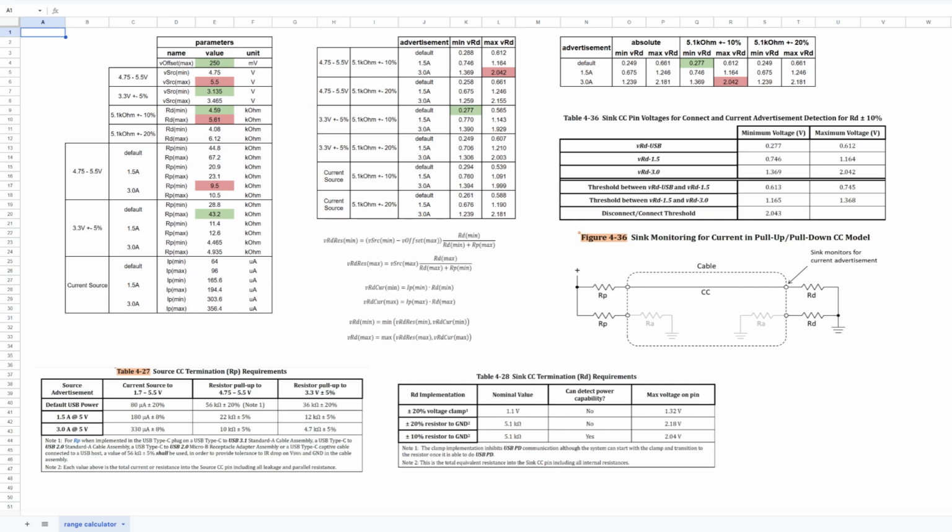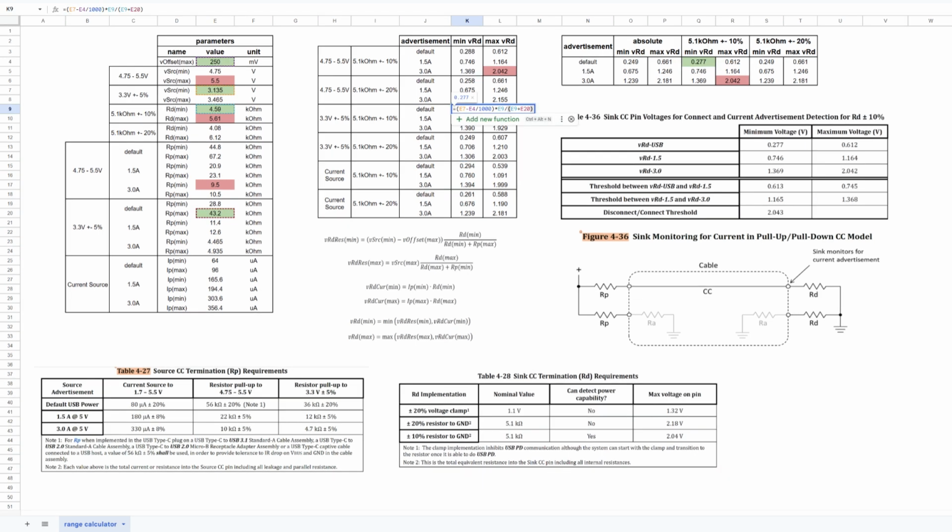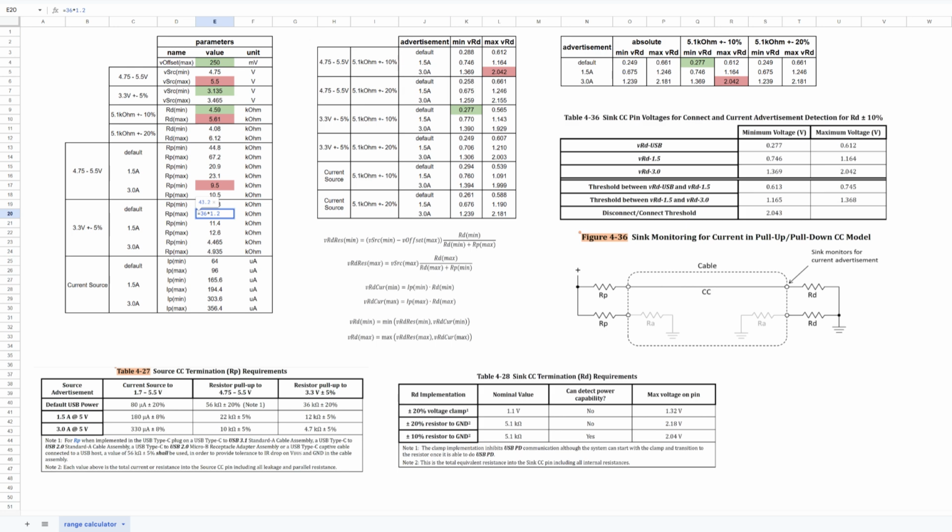Working backwards, cell Q4 takes the minimum of the three possibilities and shows that 277 millivolts is achieved when a source uses a 3.3 volt plus or minus 5% supply. Jumping into cell K9 shows the voltage over RD resistor min formula. V source min is 3.135 volts. V offset max is 250 millivolts, i.e. the maximum voltage drop for a cable. RD min is 4.59 kiloohms, and RP max is 43.2 kiloohms.